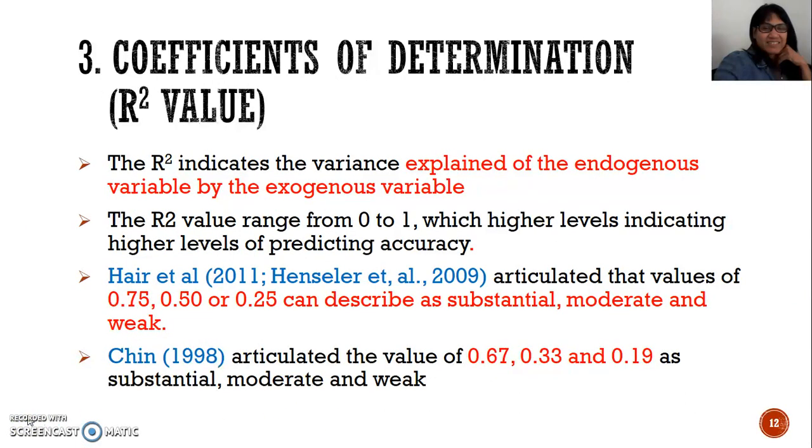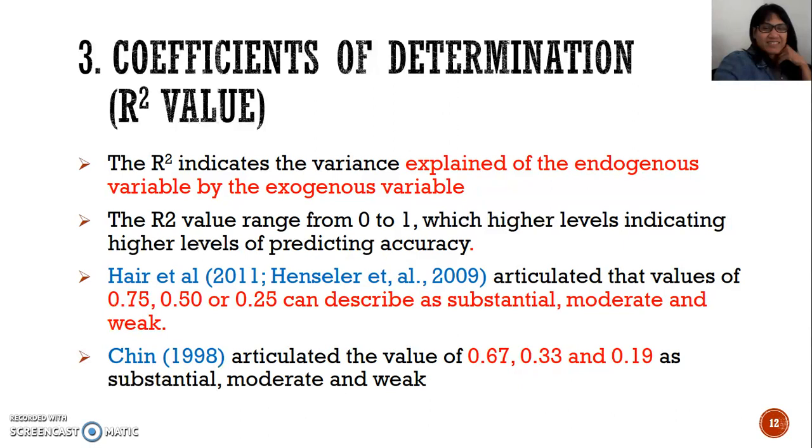Procedure number 3 to assess the structural model is the coefficient of determination, or R-square value. The R-square indicates the variance explained of the endogenous variable by the exogenous variable. The R-square value ranges from 0 to 1, with higher levels indicating higher levels of predictive accuracy.